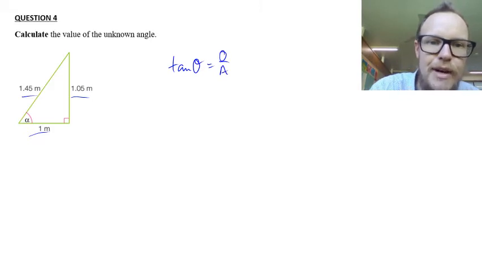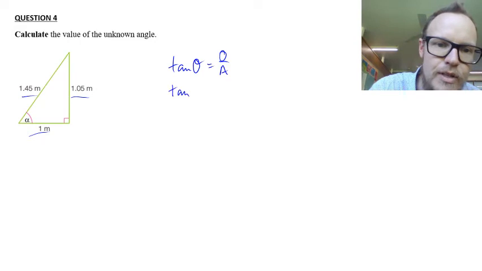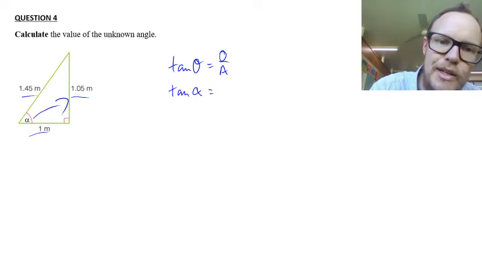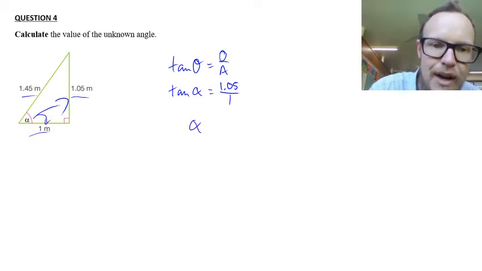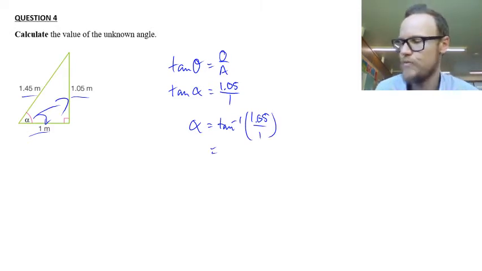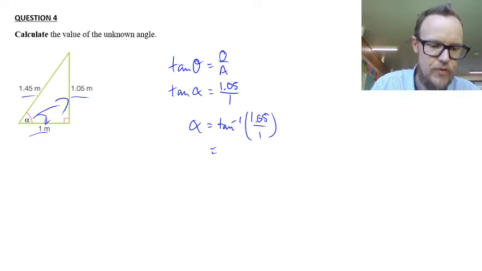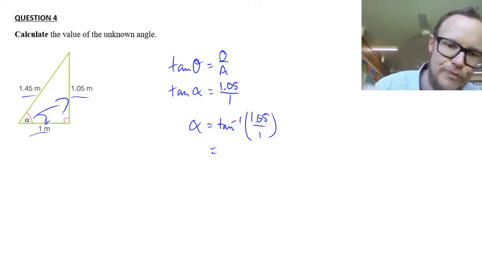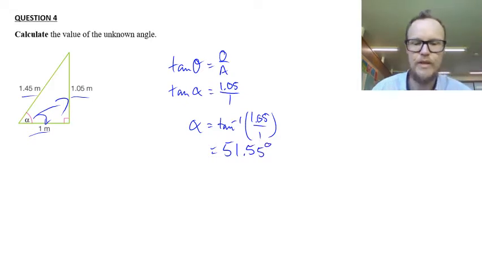So that means if we substitute in our value, tan of alpha that we're trying to find is opposite. So the opposite side is 1.05. The adjacent side is 1 meter here, divided by 1. And so that means alpha is going to be equal to the inverse tan operator, 1.05 divided by 1, which is equal to inverse tan 1.05 divided by 1, I don't even need to do that, and I get 51.55 degrees, which makes sense.